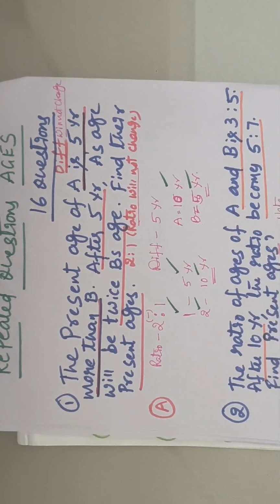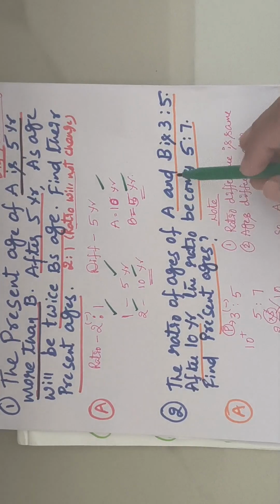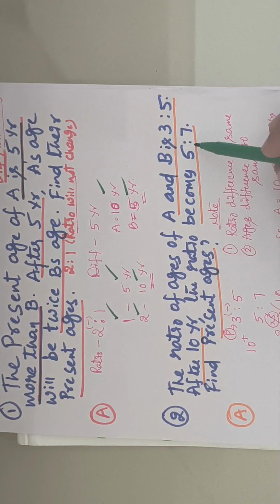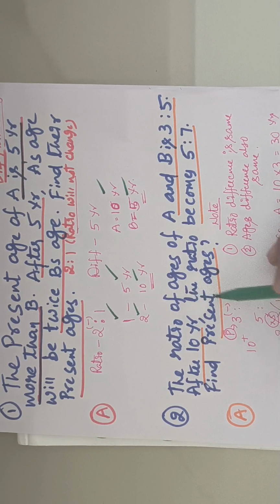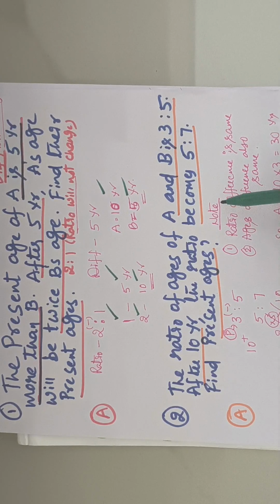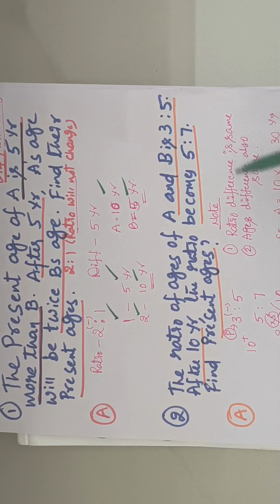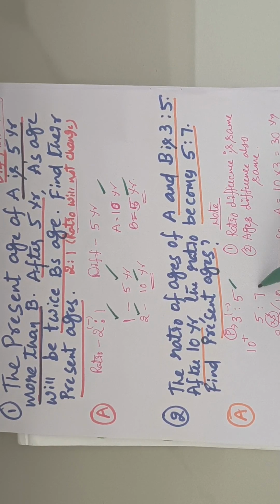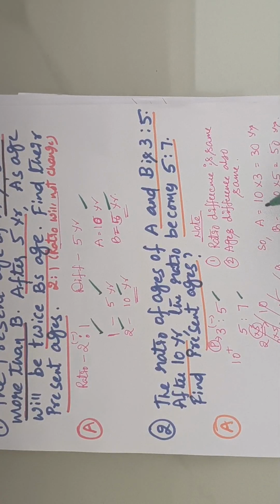Okay. Next, the ratio of A to B is 3:5. After 10 years, the ratio becomes 5:7. Find the present ages. So the present ratio is 3:5. After 10 years, the ratio is 5:7. So 2 points to be noted. Number one, the ratio difference is the same. If you see both ratios, the difference between the ratios is the same, that is 5 minus 3 and 7 minus 5, 2. The ages difference also will be the same. So in this kind of problem we can take the answer directly.